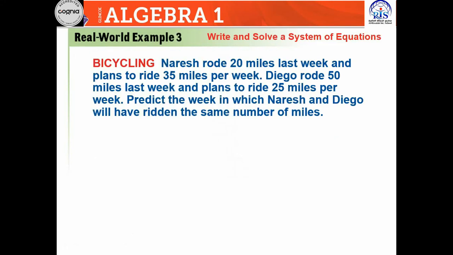How do we write and solve a system of equations? To write a system of equations, you must take the information from the problem. Naresh rode 20 miles last week and plans to ride 35 miles per week. Diego rode 50 miles last week and plans to ride 25 miles per week. Predict the week in which Naresh and Diego will have ridden the same number of miles. Of course, here I have two persons. This means I must have a system, because each person needs an equation.